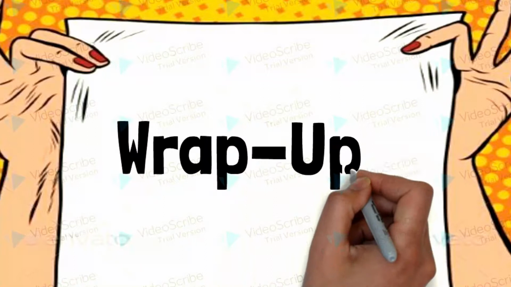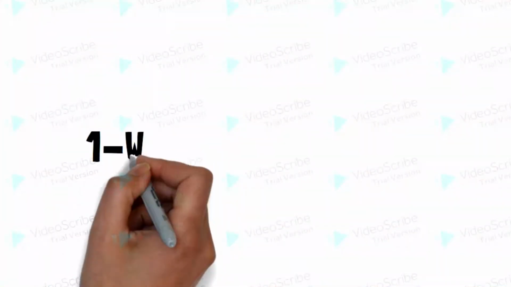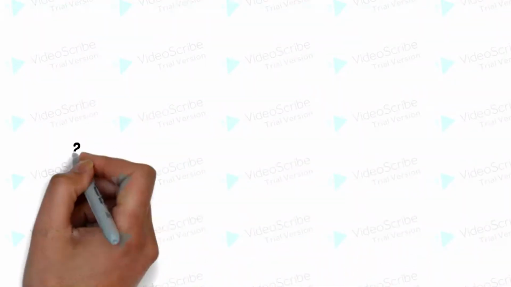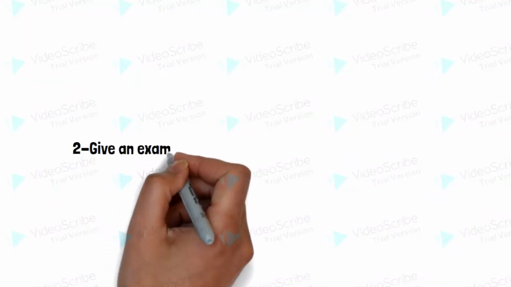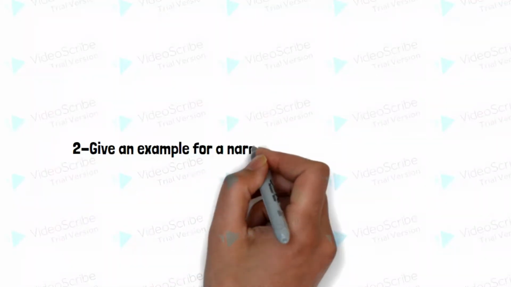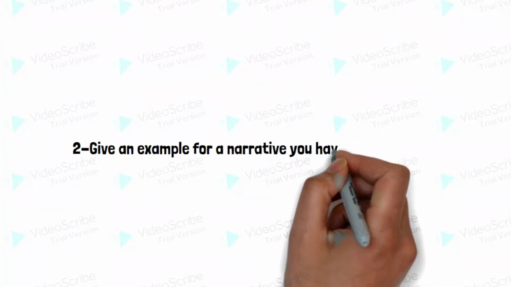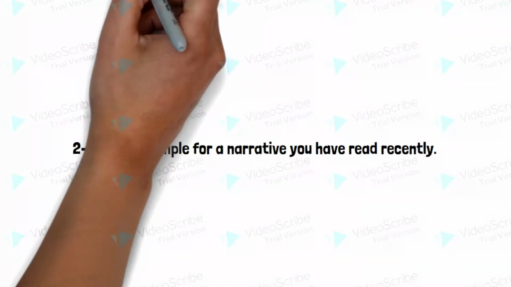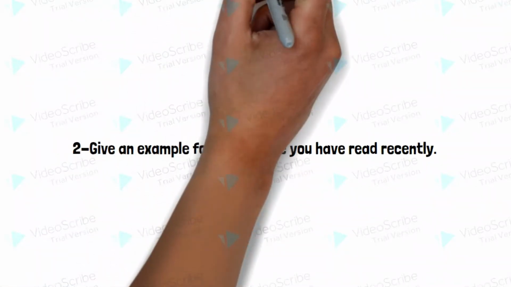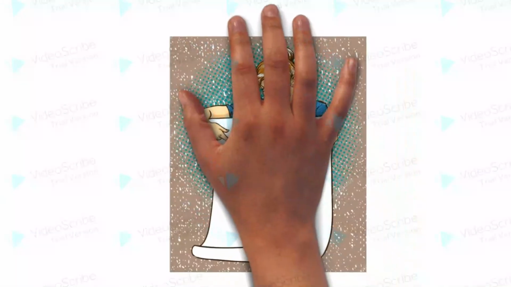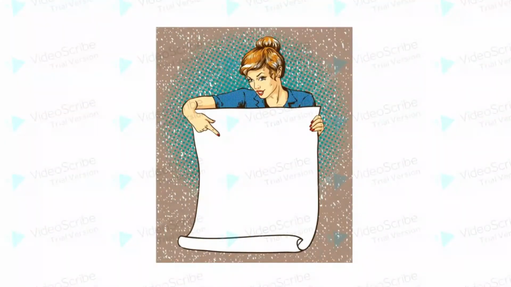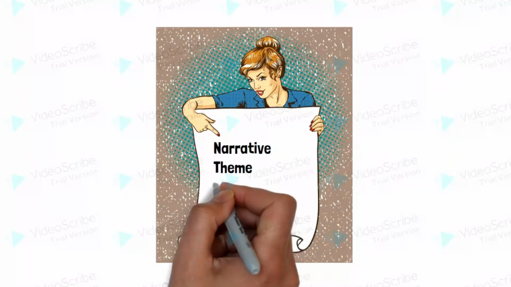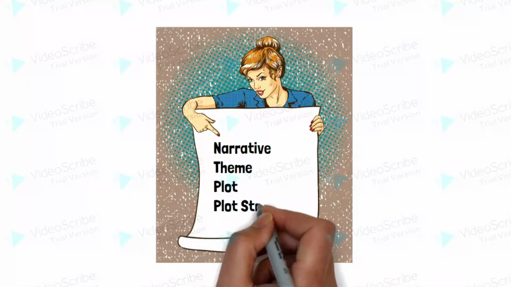Okay? Now we should wrap up our lesson. Let's revise. I have a question here for you. What is narrative? Question number 2, give an example of a narrative you have read recently. So, in today's lesson, we have discussed the following concepts: narrative, theme, plot, and plot structure.